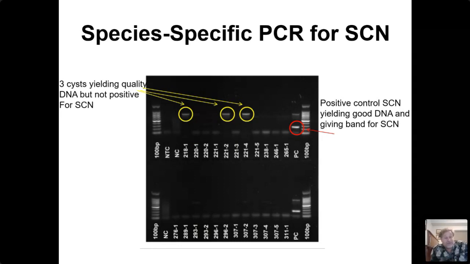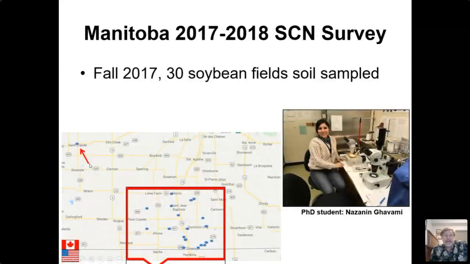They're not problematic for agricultural crops, and I kind of say they're the remnants from our prairie grasslands and possibly from weeds growing in fields. But anyway, we couldn't find SCN then. We took another stab at it in 2017, 30 fields.